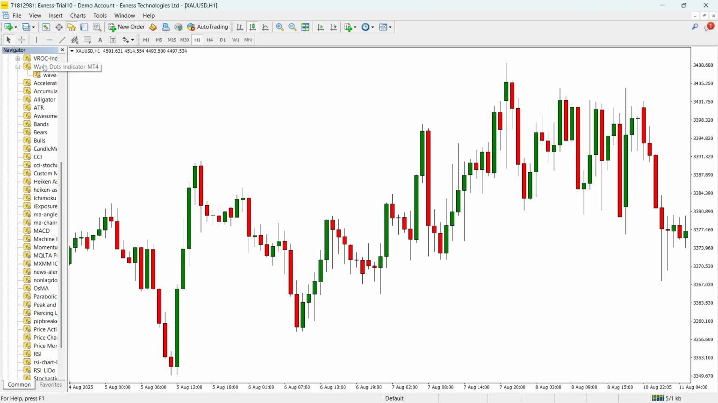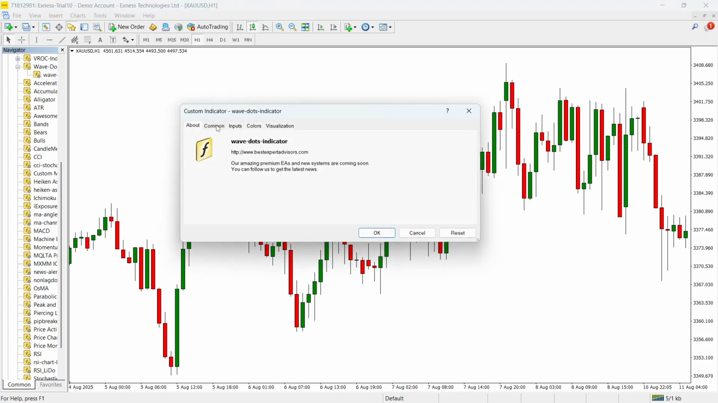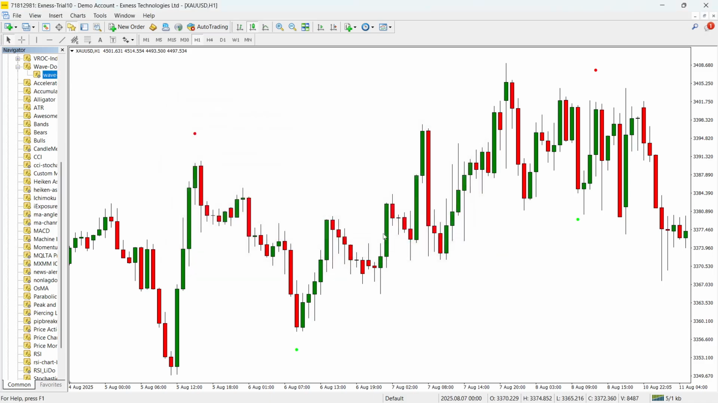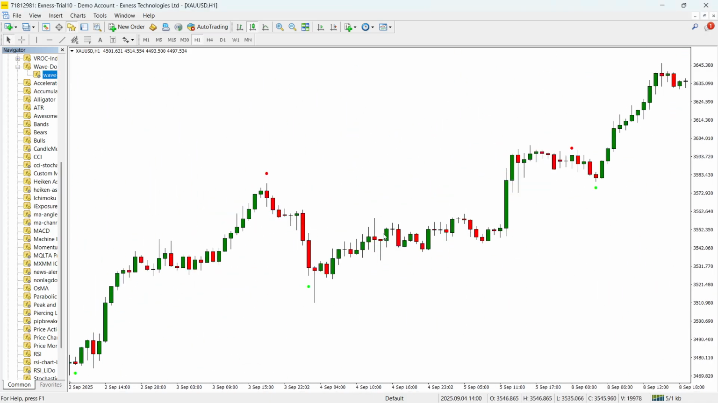At this point, I'm going to load the indicator on the chart so you can see how it looks in real time. Remember, I want to allow the DLL inputs. Alright, there we have it.